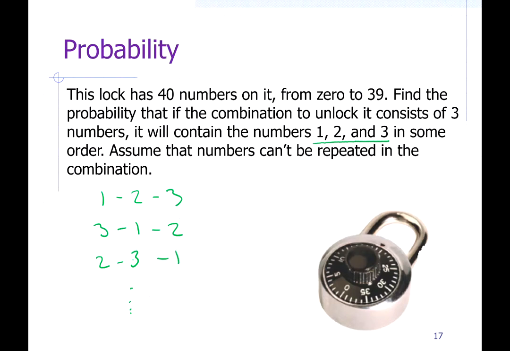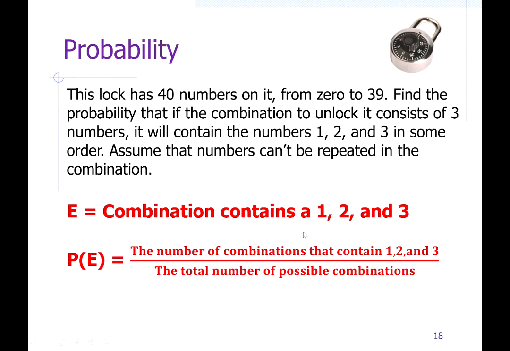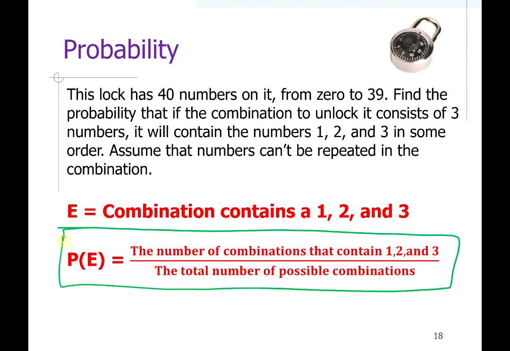So of all possible combinations, how many contain the numbers 1, 2, and 3? So we're going to have to count, again, two things. How many different combinations are possible, and how many combinations contain specifically the numbers 1, 2, and 3. And once we count those two things, we divide them. Again, counting first, division second, and that's how probability works.